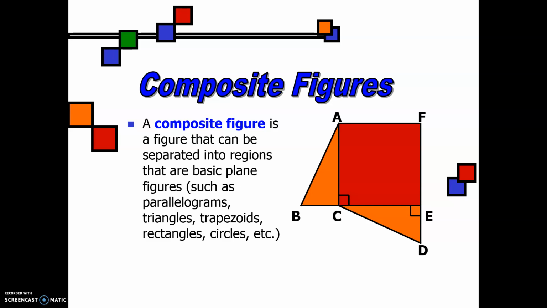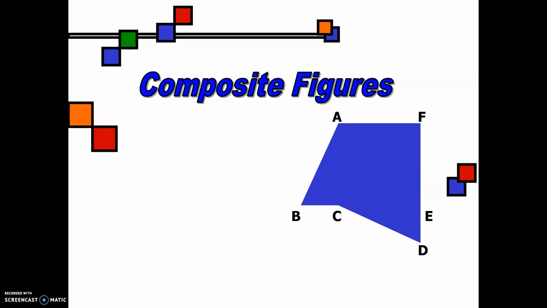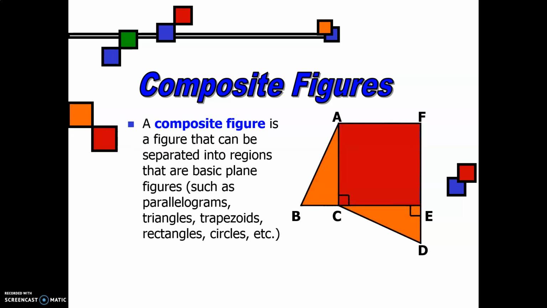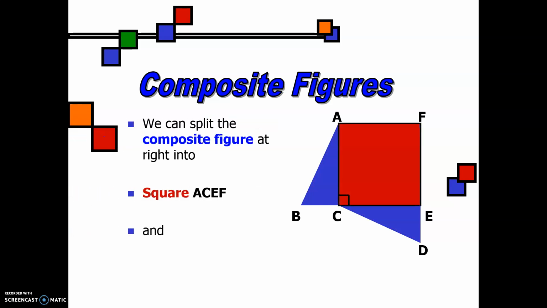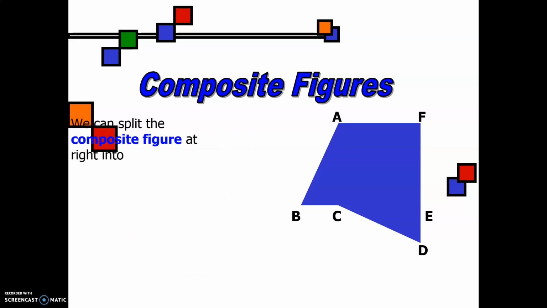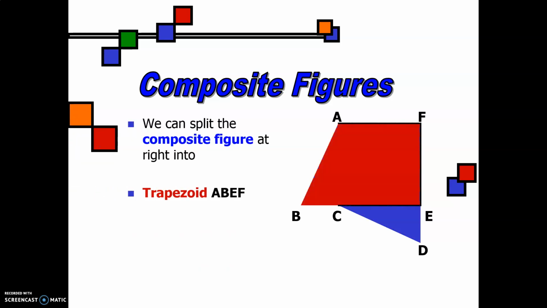So the figure that you see at the right started off like this, and I was able to divide it into a square and two triangles. Now, you can turn a composite figure into a lot of different shapes. So although I did go a square and two triangles, I could have also said that this composite figure is a trapezoid, ABEF, and a triangle. And often there are a lot of different ways to split these composite figures into these basic plane figures that we are more familiar with.